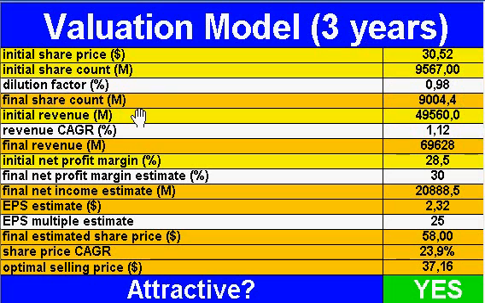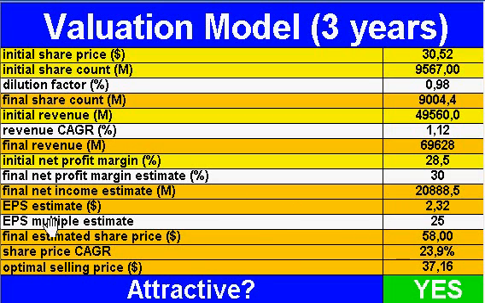Initial revenue, this is the revenue the company had over the past 4 quarters. It was $49.56 billion, and I expect revenues to grow 12% a year going forward. This has been the historical growth rate for the past 5 years, and I expect that to continue, so 12%, which gives me a final revenue for fiscal 2009 of $69.6 billion. Initial net profit margin, this is the net profit margin the company had in 2006. It was 28.5%, and I believe this may expand a bit to 30%, but it will stay roughly the same. And this gives me a final net income of $20.88 billion for 2009, and earnings per share of $2.32.